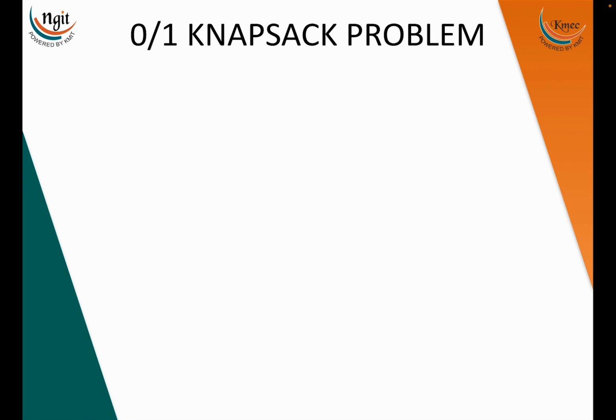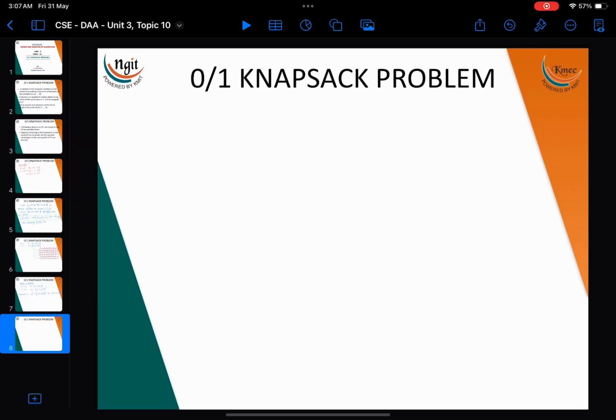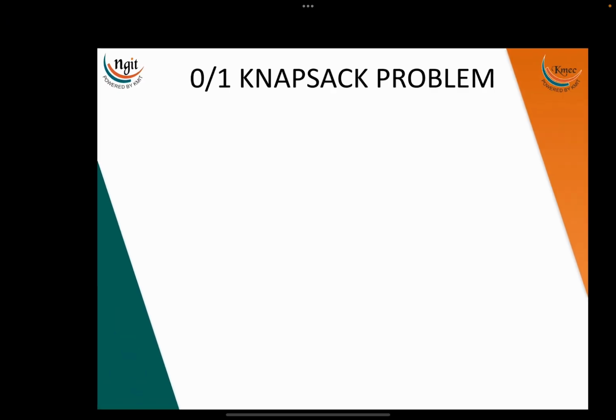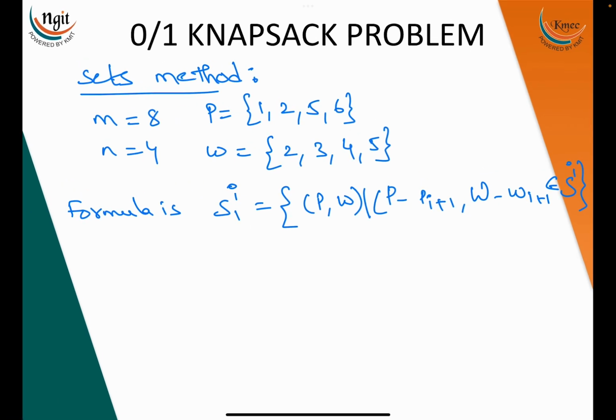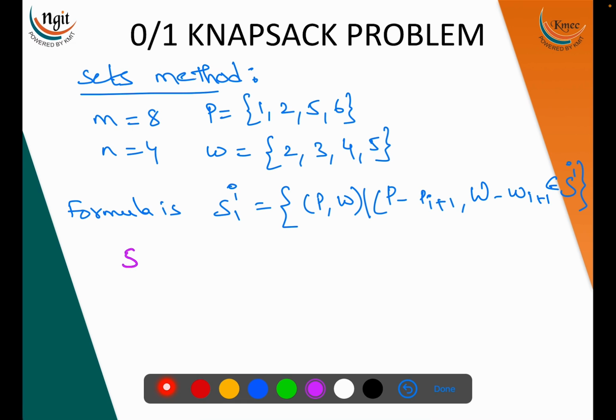Now we'll see the sets method, how it works. The sets method is the same, but the formula changes. That also we'll see. Let us suppose the same example. We'll make all sets for each stage. That is the first stage, S0. In S0, 0 comma 0, that is no item inside the bag, no profit, no weight.